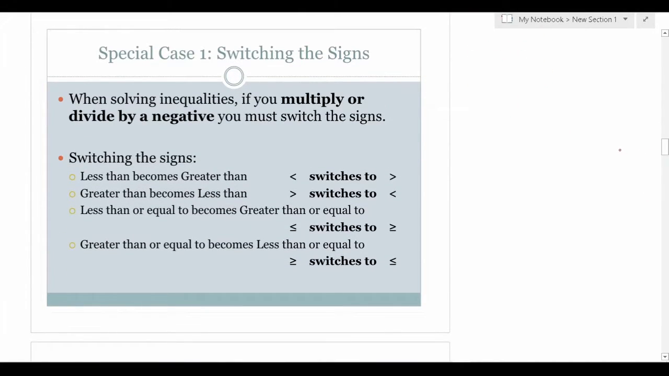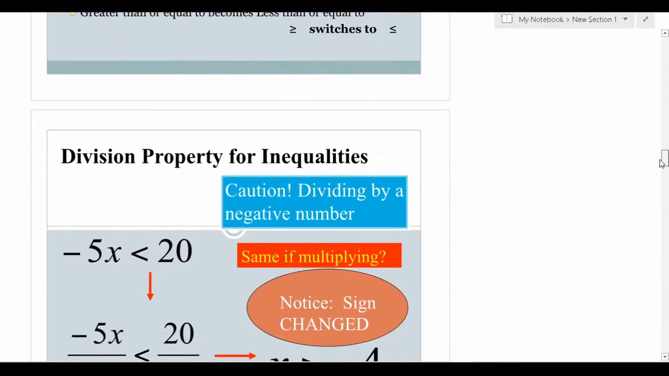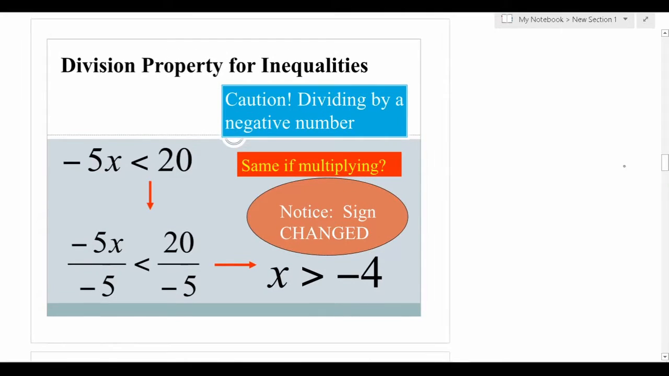This goes into more detail. Again, when solving inequalities, if you multiply or divide by a negative, you must switch the signs. That is, less than becomes greater than, greater than becomes less than, and so on and so forth. And this one just gives us an illustration of dividing across the inequality with a negative.